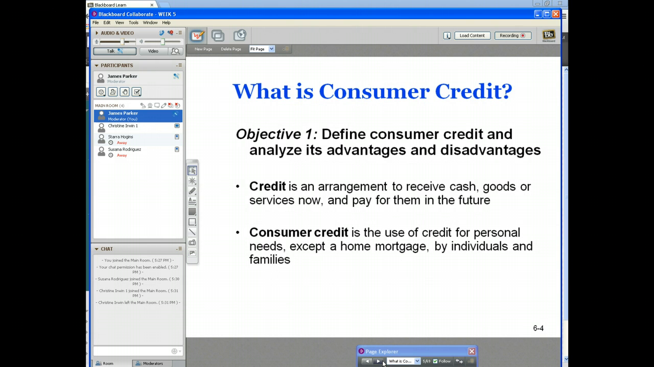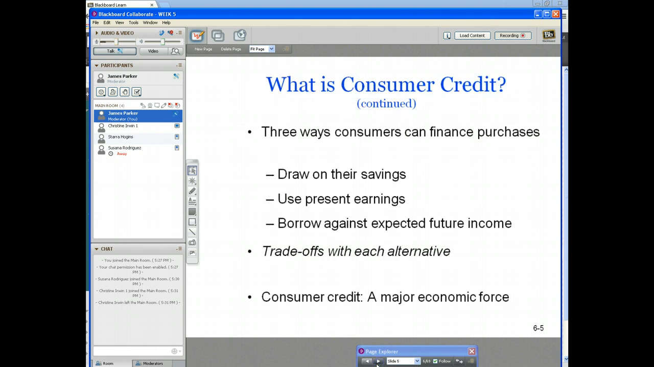Okay, so credit is an arrangement to receive cash and goods or services now and pay for them later in the future, for personal needs except for a home mortgage. Now we also will talk about home equity loans, which is kind of a hybrid there because you're borrowing against the value in your home, and it is tax deductible, but it's a different way of doing it. Anyway, it can be used by individuals or family.